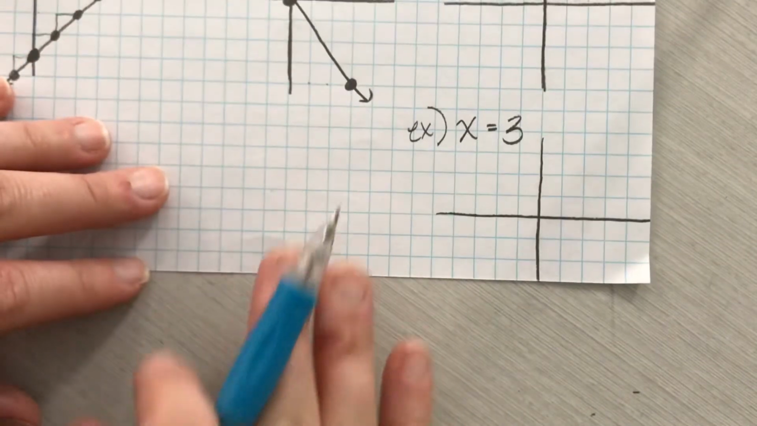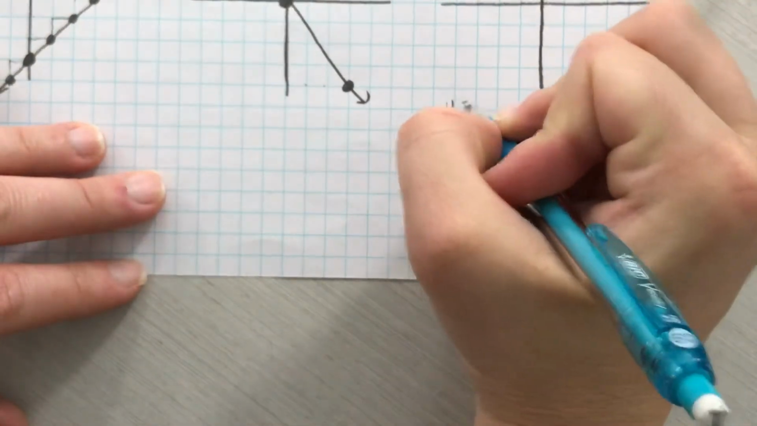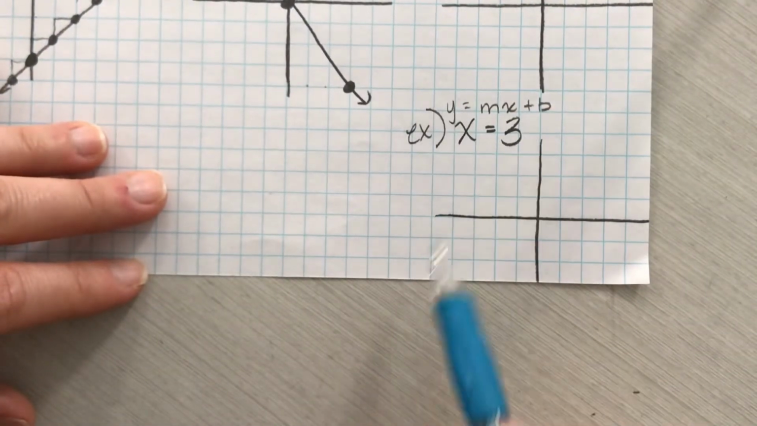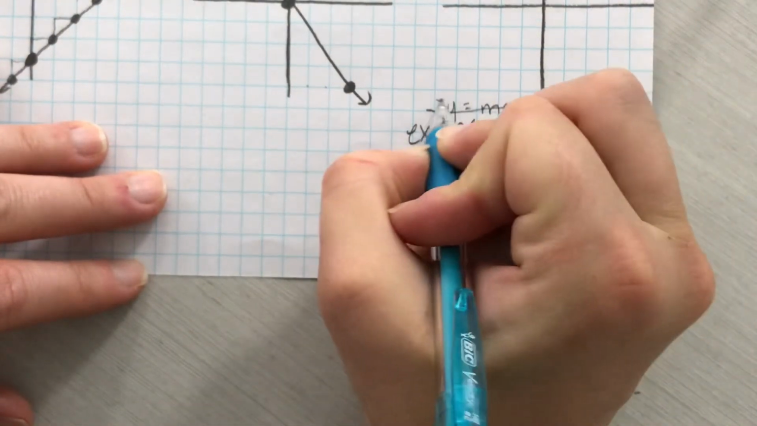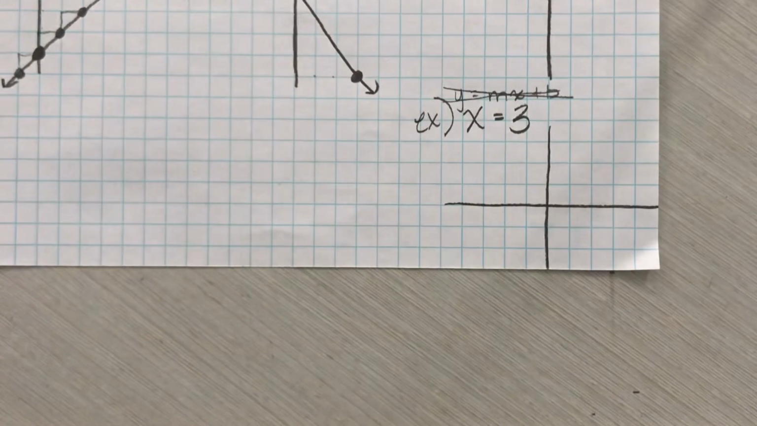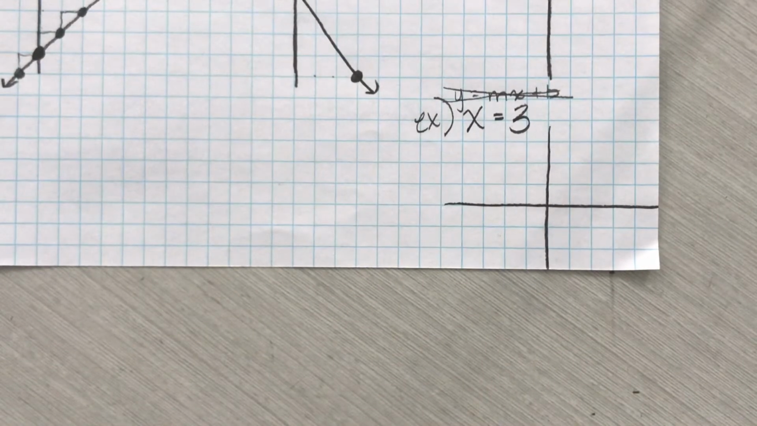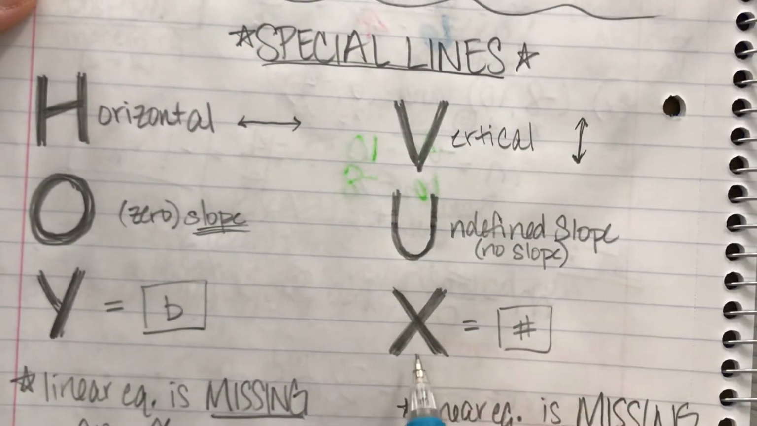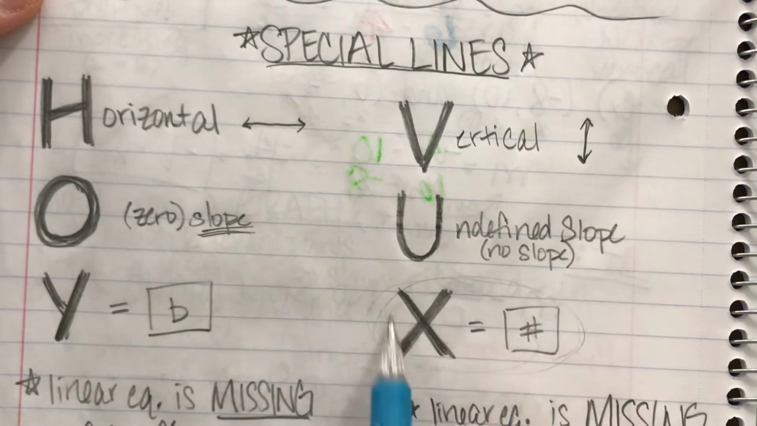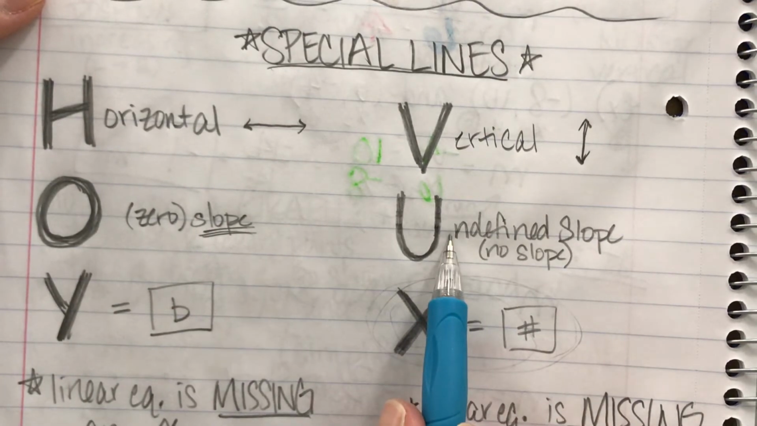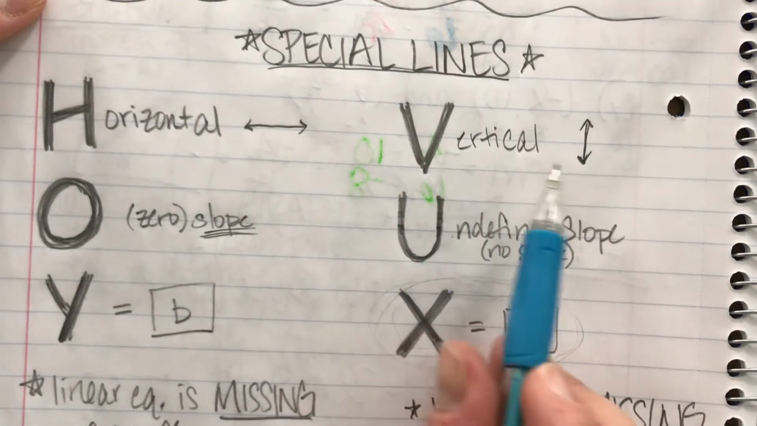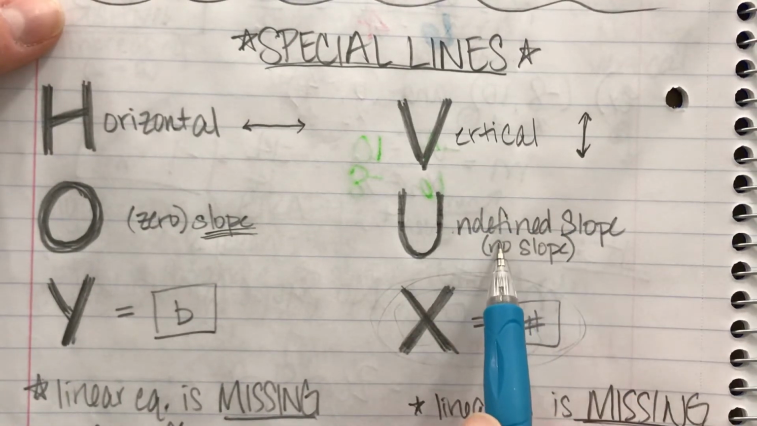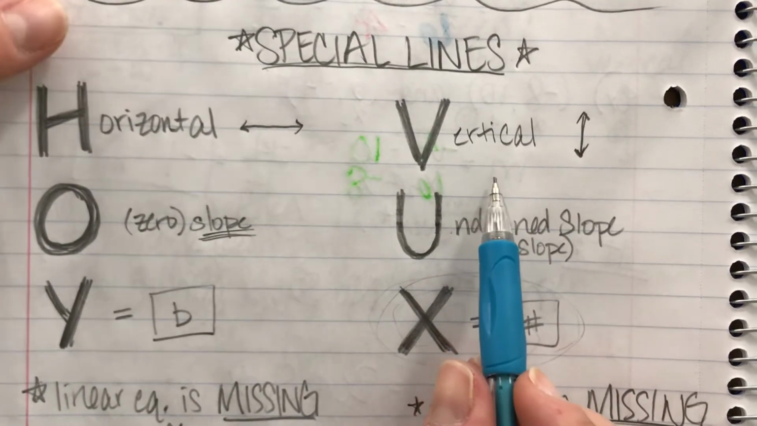If I switch gears just a little bit and say x equals 3, here's where you go, okay, well, if I know my formula is y equals mx plus b, this does not match that formula at all. It is way and completely and totally different, okay? X equals a number. Well, just like HOY helped me remember that y was a horizontal line, this acronym VUX can help me remember that if I have a formula that's x equals a number, that's going to end up with an undefined slope, and it is a vertical line, okay? Completely different scenario. It doesn't even have a slope at all. So it is dramatically different than all those diagonal lines we were looking at.